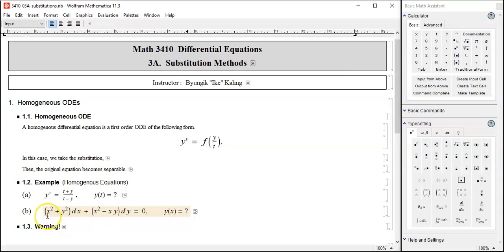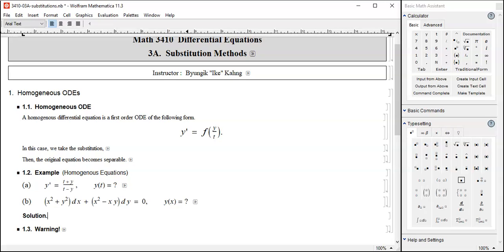Let's look at each term. Second degree, second degree, second degree, and this is first degree times first degree, so that too is a second degree. Everything has the same degree, so this is homogeneous. Now, look at this standard form. I want y prime. Here, I have dx and dy separated out, so I'd like to express it in terms of y prime or dy dx. So let's go ahead and do that.